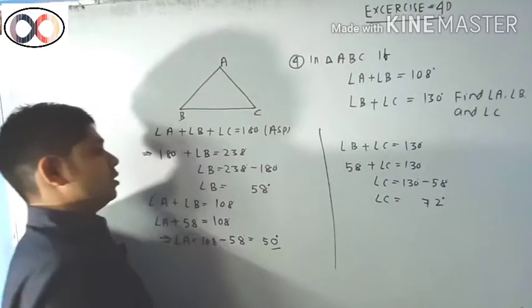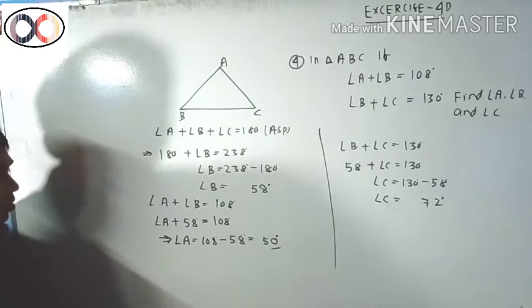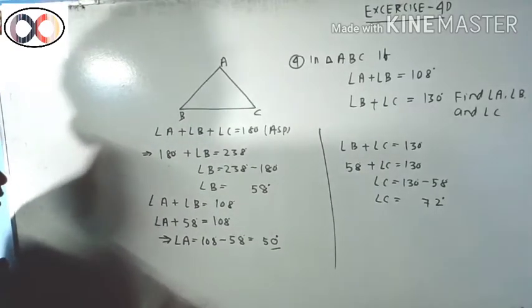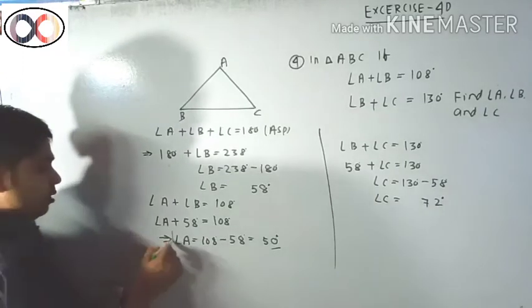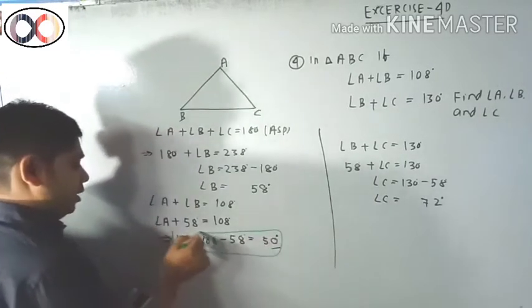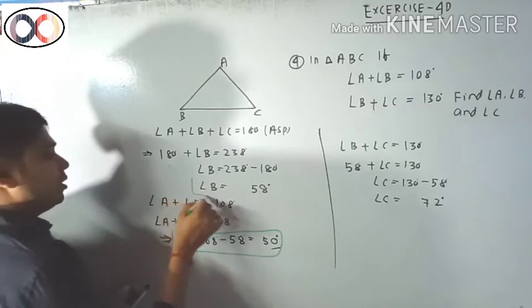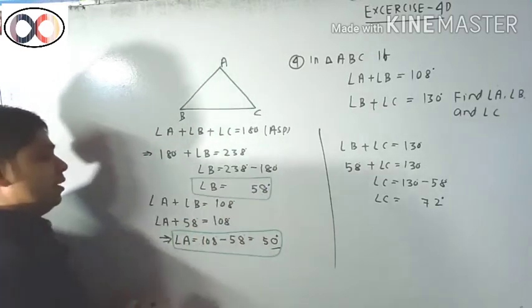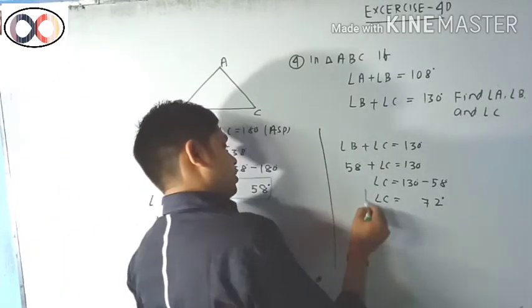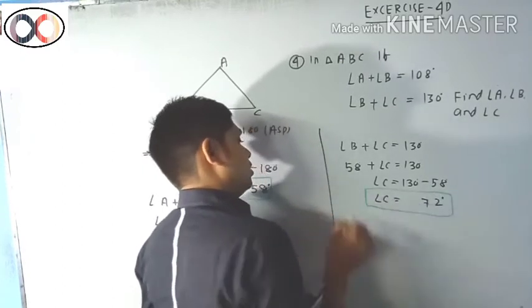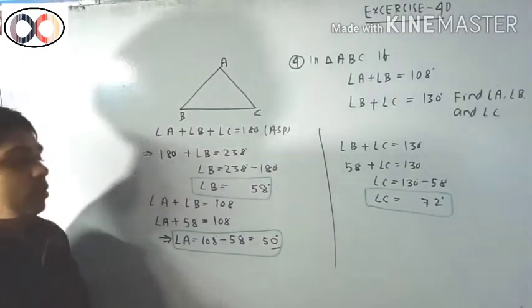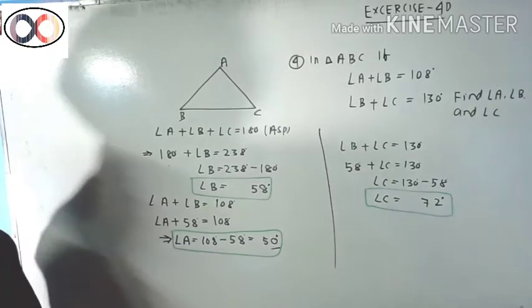So students, you can see the value of A is 50 degrees, the value of B is 58 degrees, and the value of C equals 72 degrees. Students, this is the answer to this question. So we will proceed to the next question.